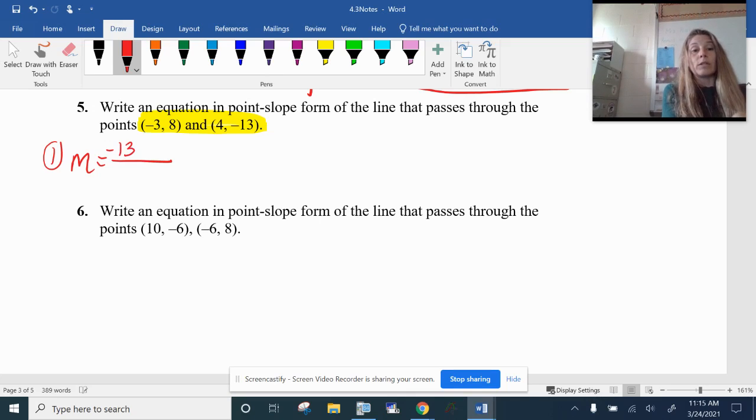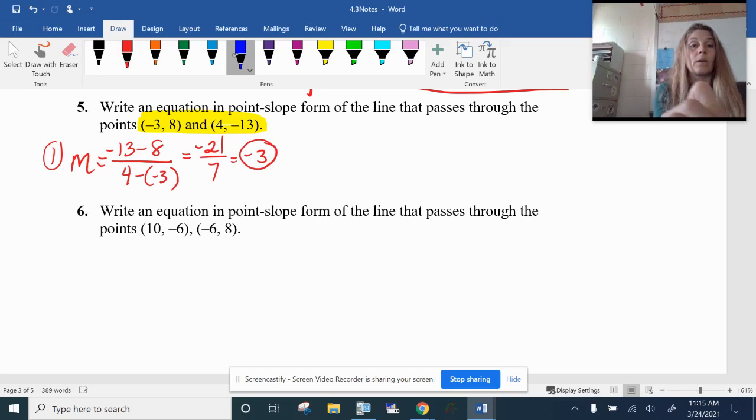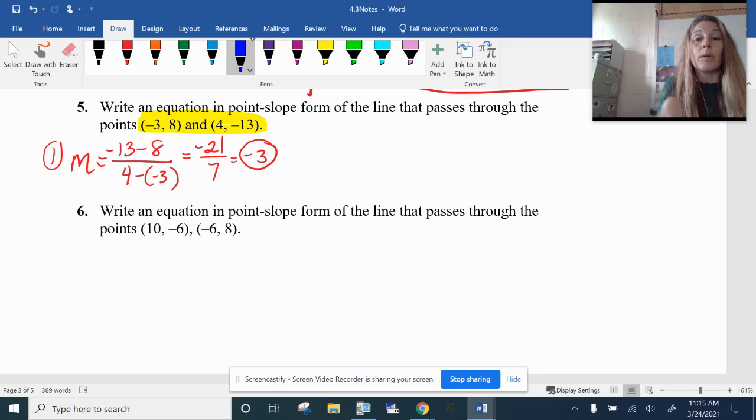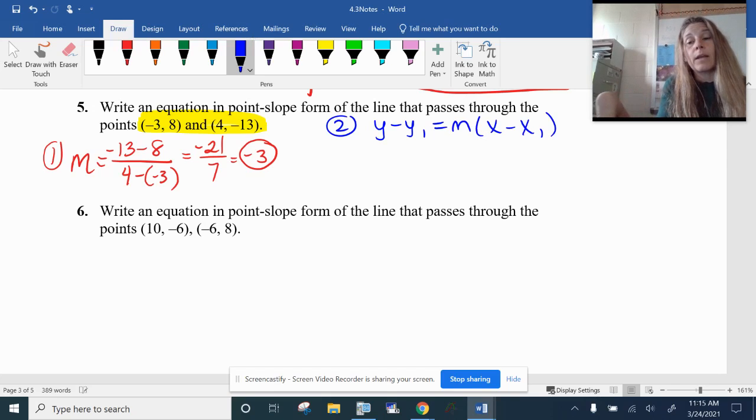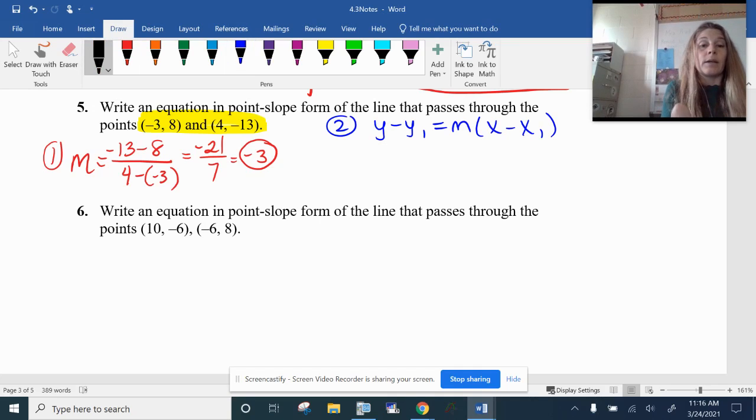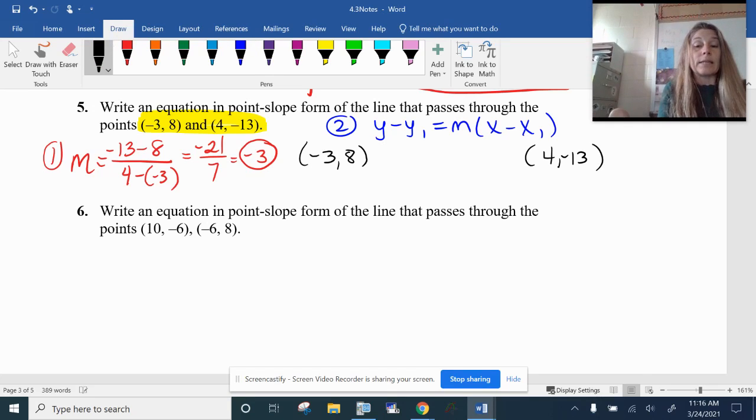So I'm going to do my y2 minus my y1 over my x2 minus my x1. Now this will give me negative 21 over 7, which will simplify to negative 3. So now I'm going to put this into my point slope form. And you actually have two options here, right? So we can do point (-3, 8), or we can do point (4, -13).